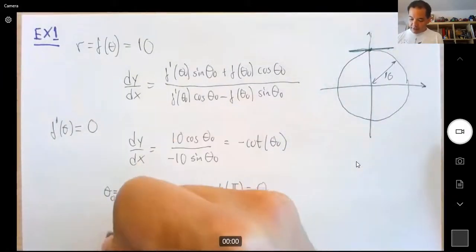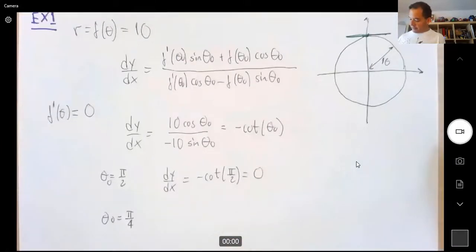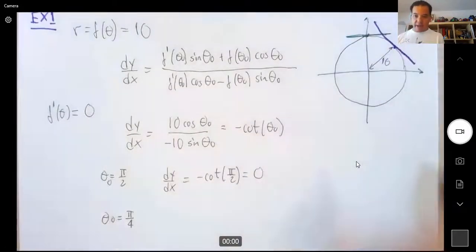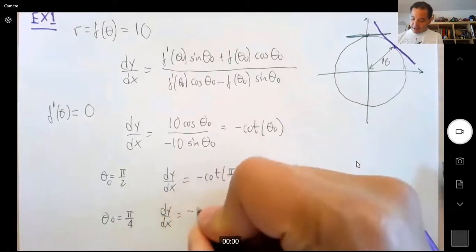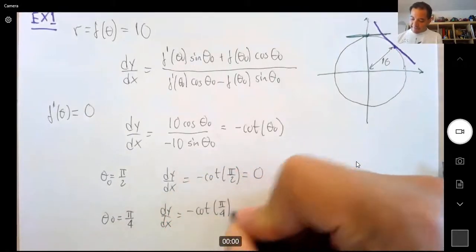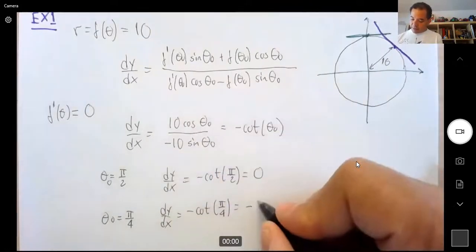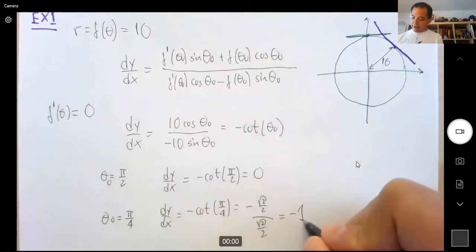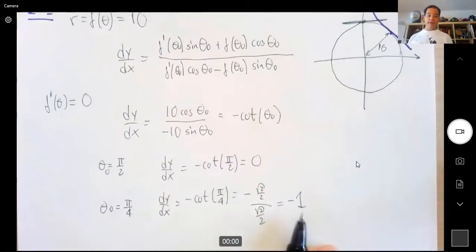Let's do another one. How about pi over 4, 45 degrees? It would be this point right here. So it would be this line. It looks like -1 to me. Let's just check. So it would be dy dx equals negative cotangent of pi over 4. And that's negative cosine of pi over 4, which is radical 2 over 2 divided by sine pi over 4. So it is negative 1 indeed, right? Just like we said it should, all right?